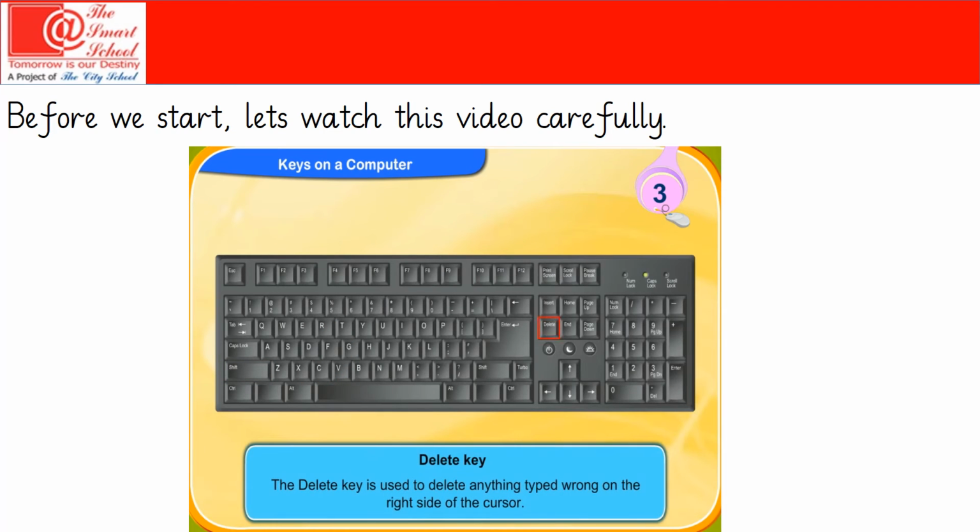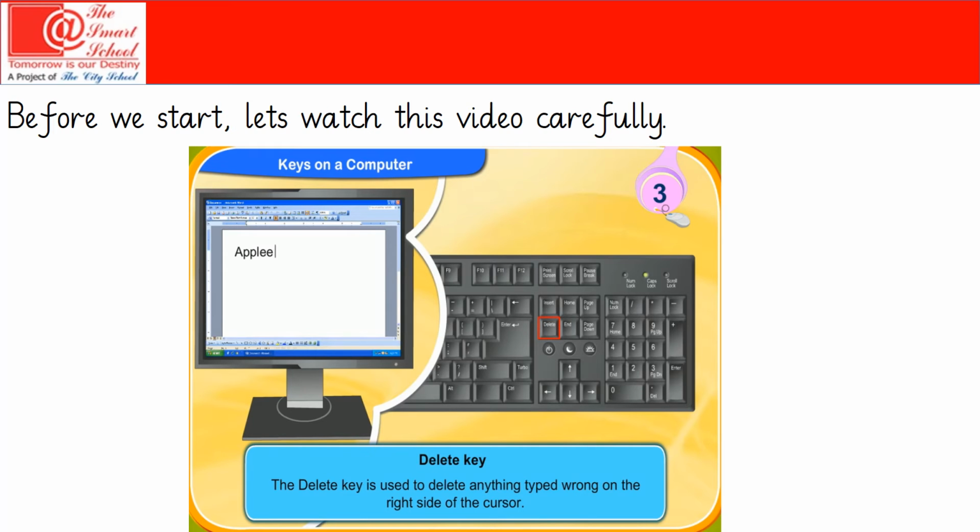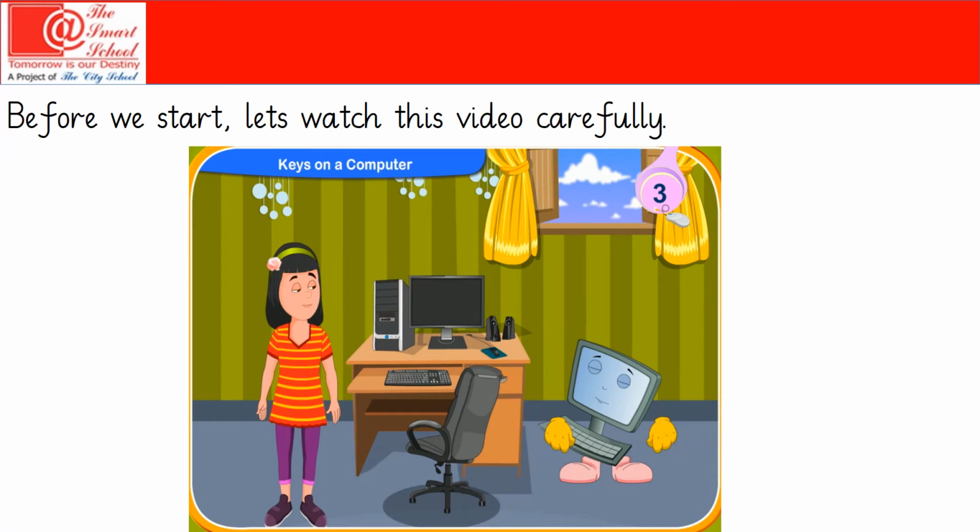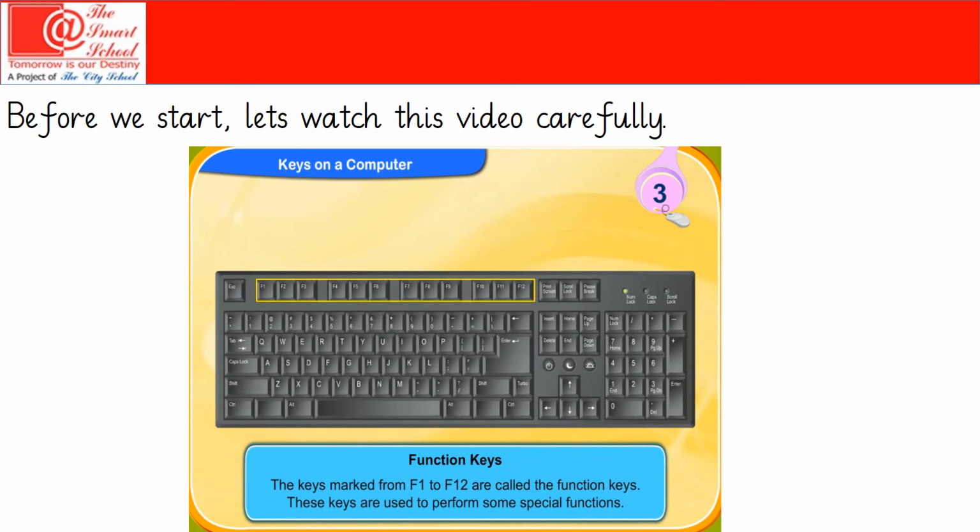Absolutely. The Delete key is used to delete anything typed wrong on the right side of the cursor. In case you have typed appple instead of apple, you can erase the extra P by moving the cursor before the letter, using the arrow keys and pressing the Delete key once. So, that was all about the special keys. What about the function keys? The keys marked from F1 to F12 are called the function keys. These keys are used to perform some special functions.